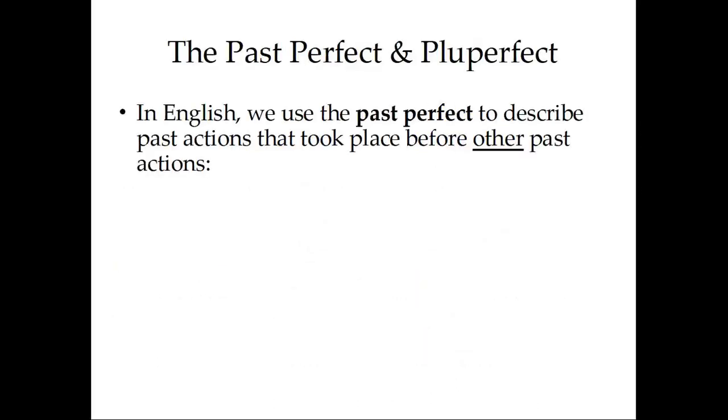In English, we use the past perfect to describe past actions that took place before other past actions. For example, I noticed that she had forgotten her book. Both of these actions took place in the past, but the forgetting that she did took place before the noticing that I did. So it's prior to the first action described.